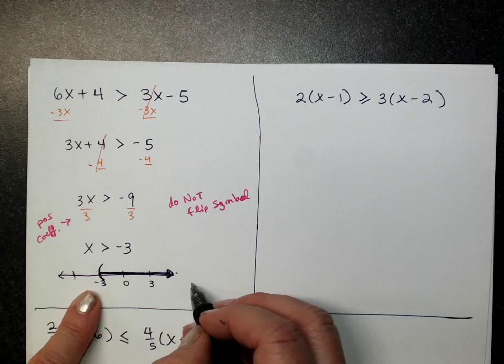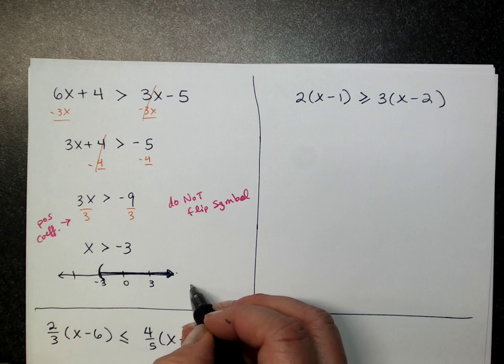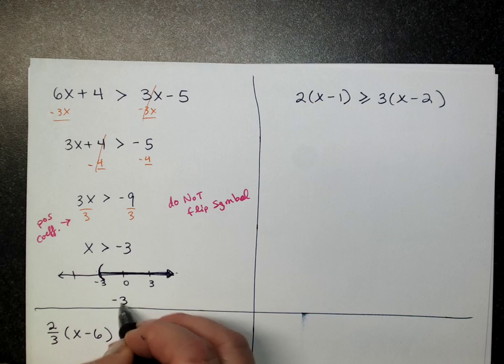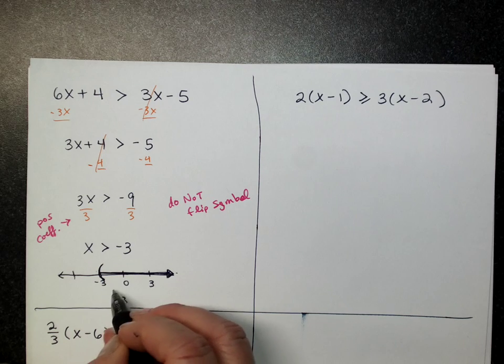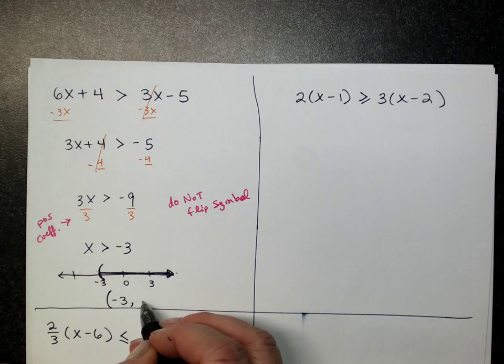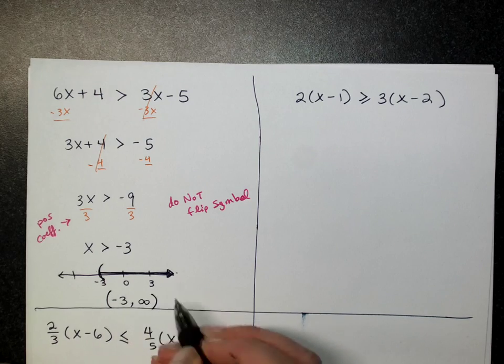And for our interval notation, we start with negative 3, right? Smallest value, negative 3. And with a parenthesis or a bracket, comma, infinity, parenthesis.